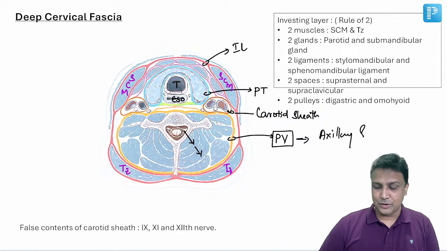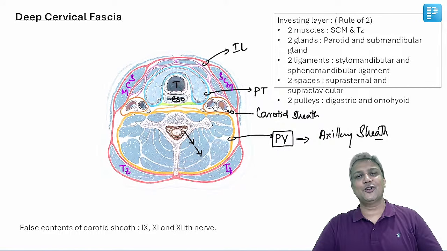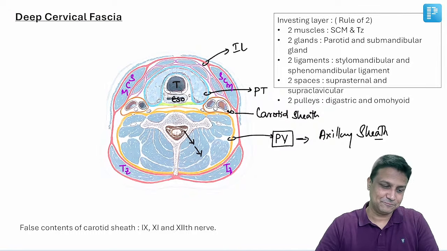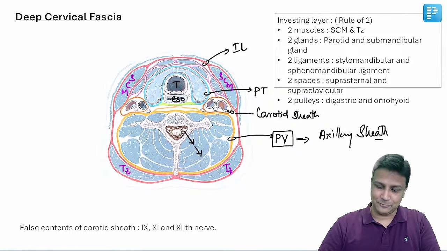Achha, to ye sawaal aapke exam mein pucha gaya tha ki axillary sheath is the extension of which fascia? So please remember, the extension of prevertebral fascia. It is the extension of prevertebral fascia.